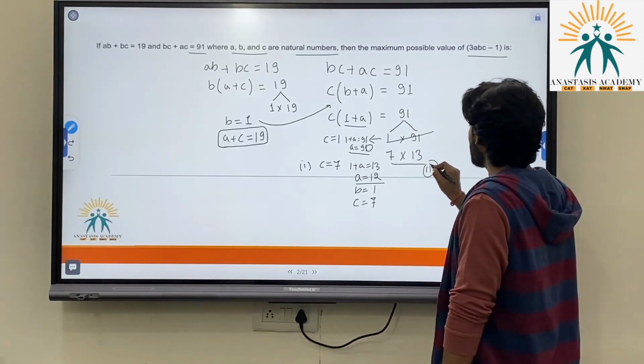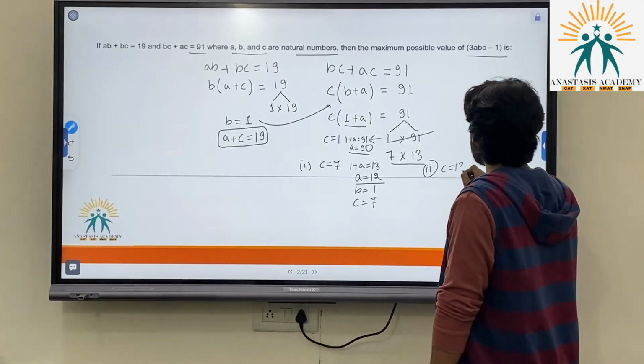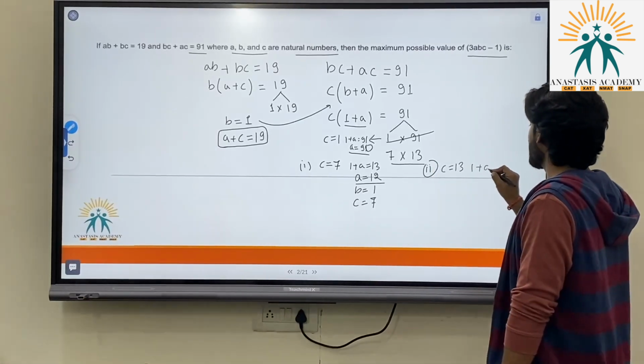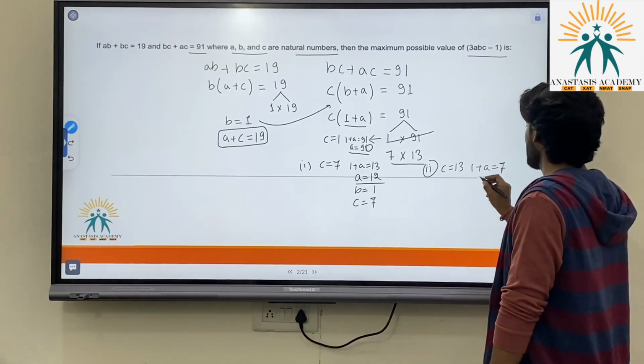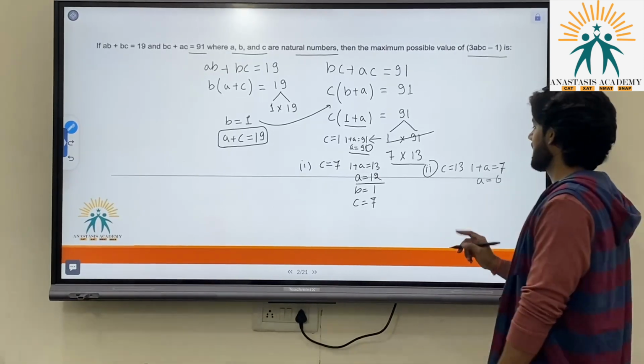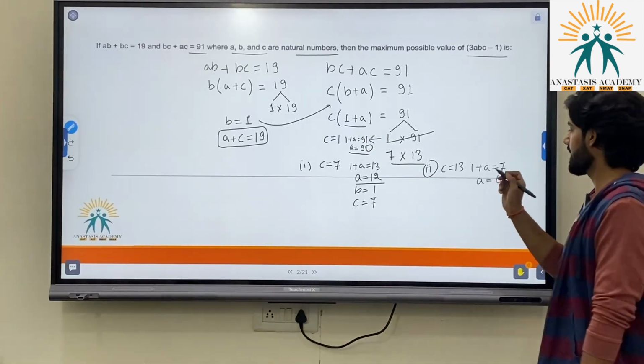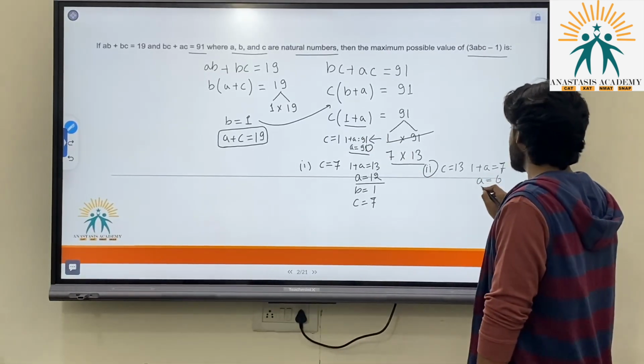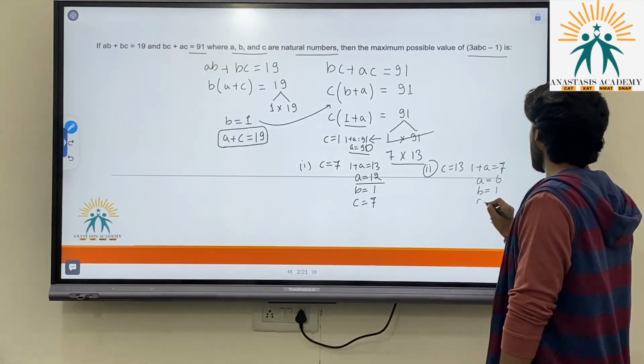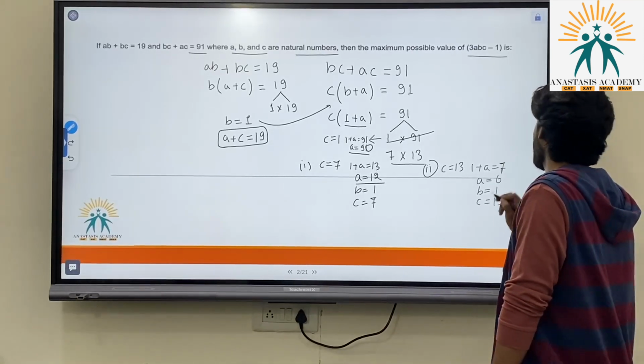Second case, from here, I can also write C as 13, and from here 1 plus A becomes 7. From here A becomes 6. 13 plus 6 again becomes 19, which is correct. So second case, A is 6 and B is 1 and C becomes 13.